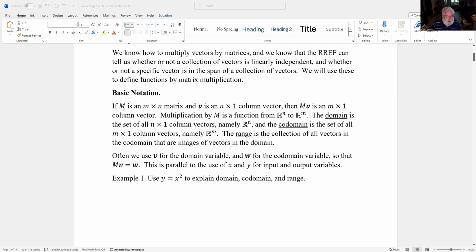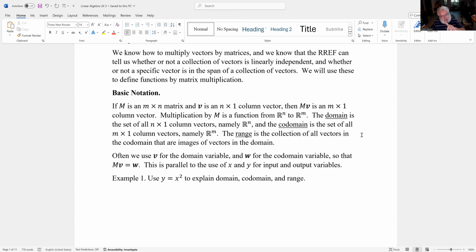So some basic notation: M is an m by n matrix, V is an n by 1 column vector. Then you can multiply M times V. And this is a function that takes an n-dimensional vector and turns it into an m-dimensional vector. So it's a function from n-dimensional space to m-dimensional space. The domain is everything in the n by 1 column vector, so Rn. The codomain is the set of all m by 1 column vectors, and so that's Rm.